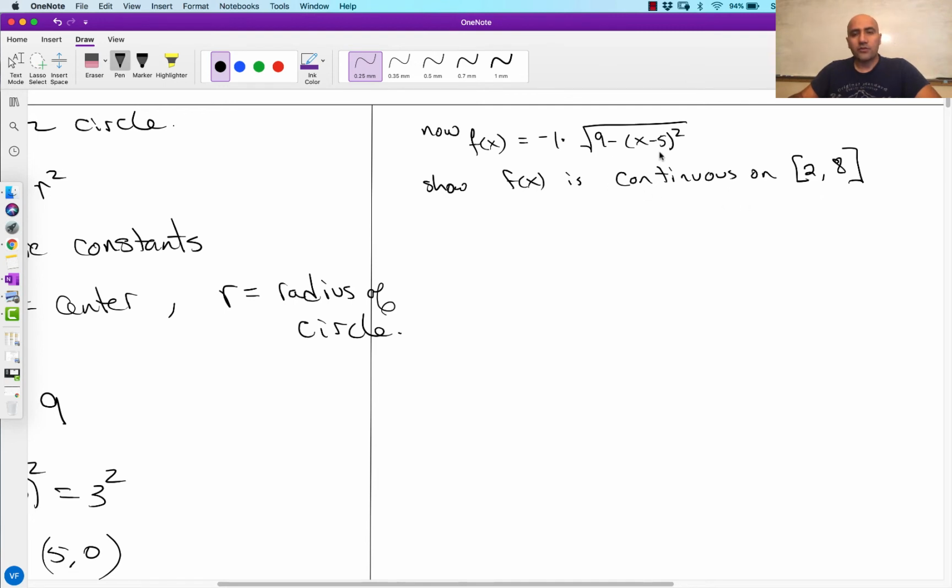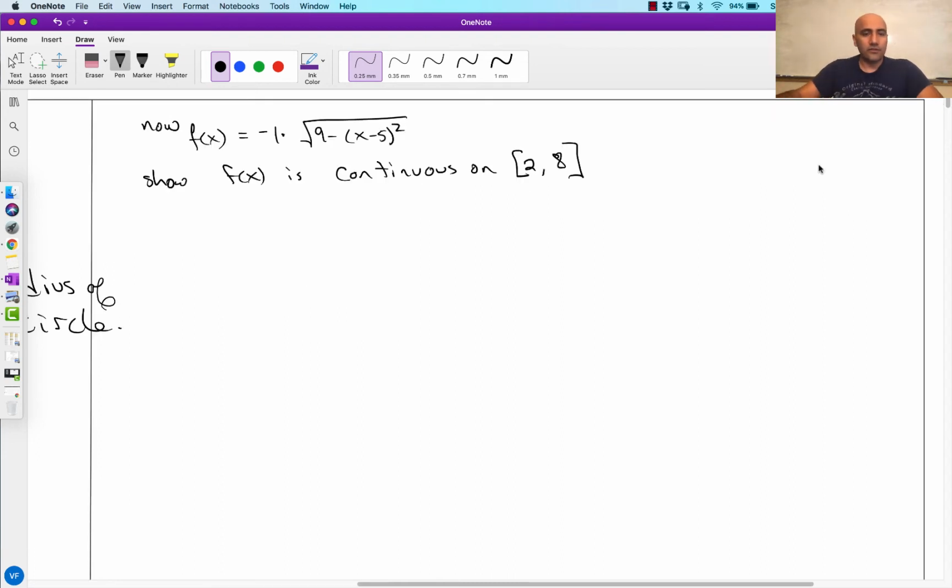Well, we said this was a circle centered at (5, 0), so the radius is 3. It extends to the left by 3 units and to the right by 3 units. So we want to show that this function is continuous on this interval, inclusive of the endpoints. We're going to break this down into two pieces. First, we're going to consider the cases that don't include the endpoints.